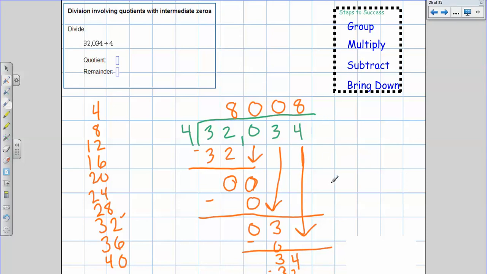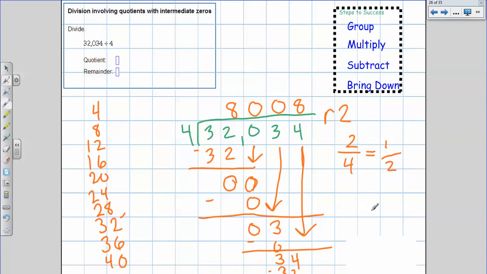Well, Mrs. Hook, how do I know when to stop? If I'm asking you for a remainder, once you're out of numbers over here, that's the end of my problem. If we're going to solve it as a decimal, then we'll do something special. But for right now, I'm going to have a remainder of 2. I can also write that as 2 over 4 if I'm asking it as a fraction, which can be simplified to 1/2 for those of you that are smarty pants.